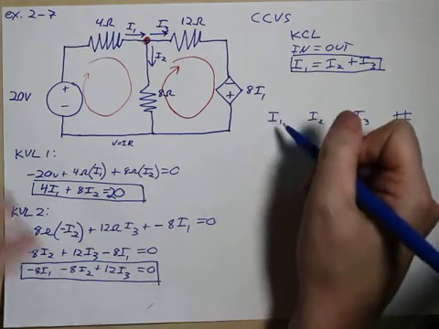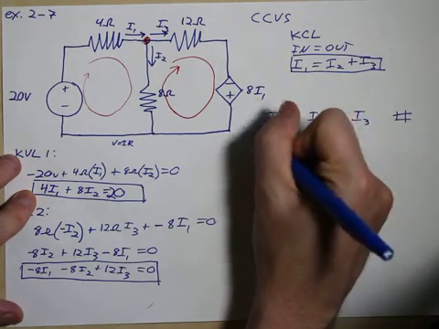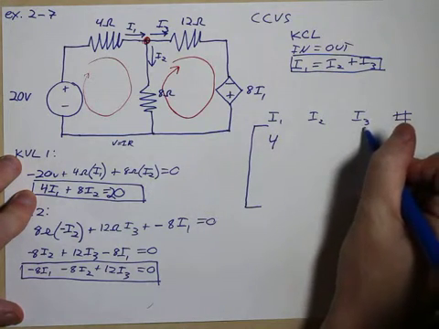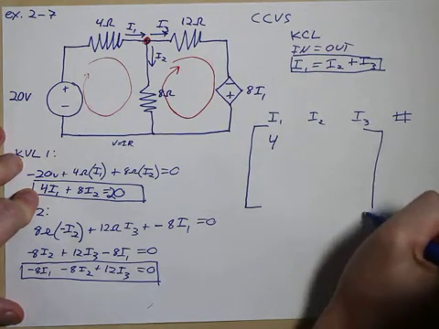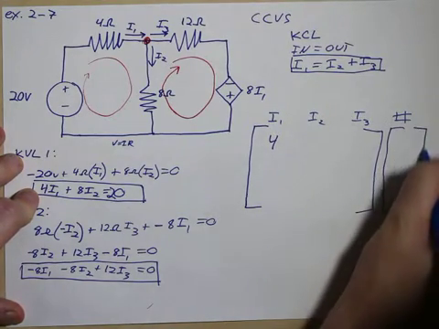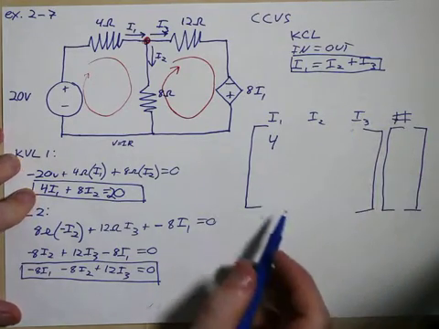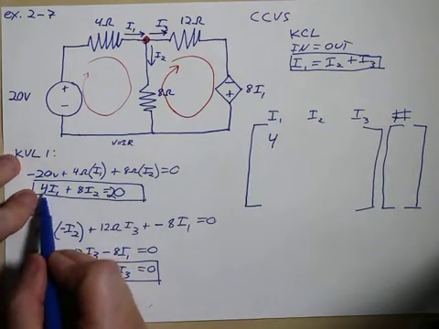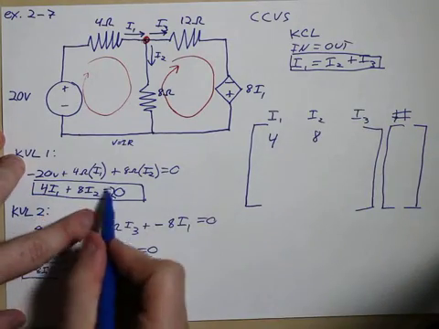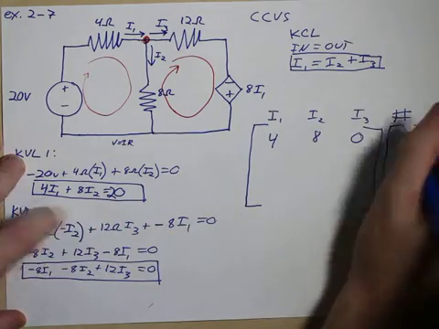And so for the I1, we're going to go to KVL1. So this is going to be 4, because remember this is the matrix here, and this is the matrix here. And then remember this is the solution matrix that you're going to multiply it by. So it's the answers, just hard numbers that come at the end. So we've got 4 from I1. We've got 8 from I2. We don't have an I3, so it's going to be 0. And we have 20 as the number.